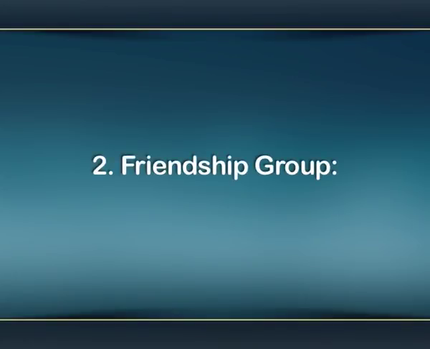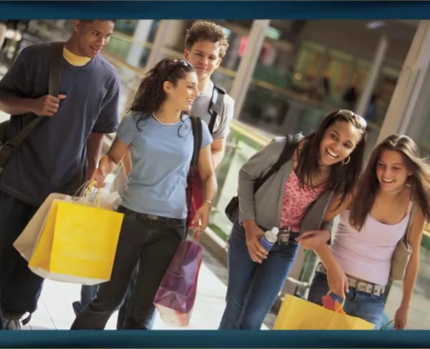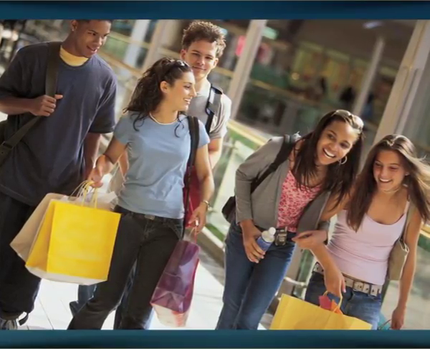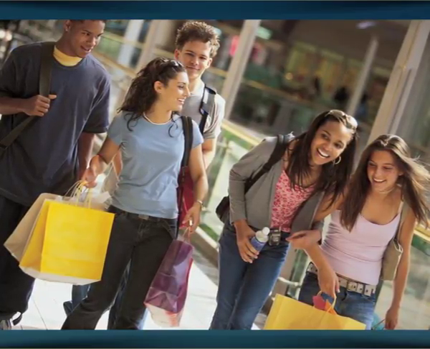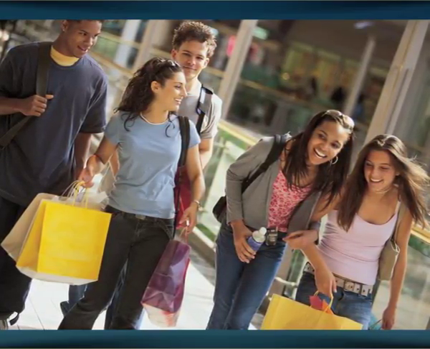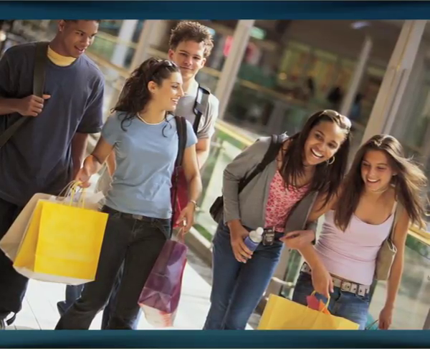Second, the friendship group. The influence of friends is also seen in the buyer's choice of food habits and drinks. Marketers have realized the important role played by friends in influencing the consumption pattern of individuals in certain category of products. Third, formal social group.